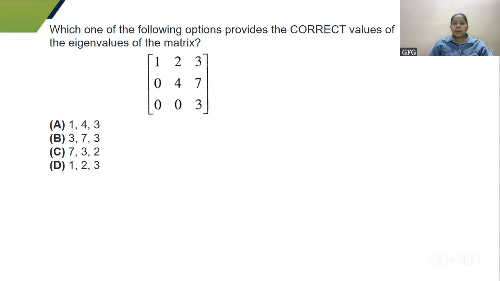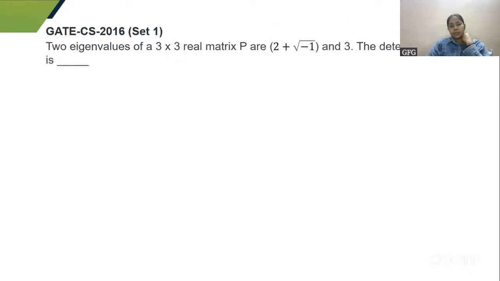We know that an upper triangular matrix, lower triangular matrix, or diagonal matrix has the eigenvalues which are on its diagonal. So here the diagonal entries are 1, 4, 3. So the eigenvalues are 1, 4, and 3. Right. So these will be my eigenvalues: 1, 4, and 3. Right, simple question.